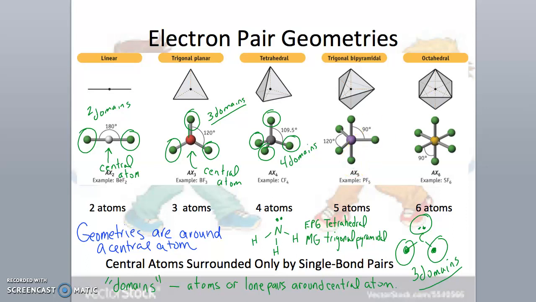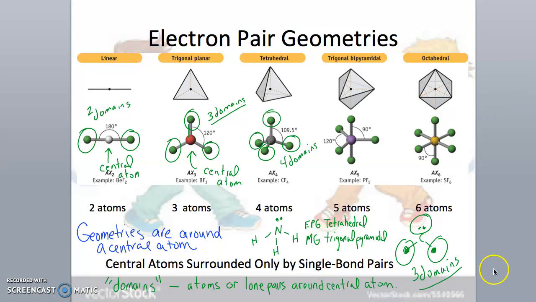And the last one here is the 6-domain example, and we call this octahedral. At first, 6 doesn't make you think of octa being 8, but if we look at the faces on this, the way this is set up, there'd be 4 faces on the top and 4 on the bottom. So that's where we're coming up with the octahedral.